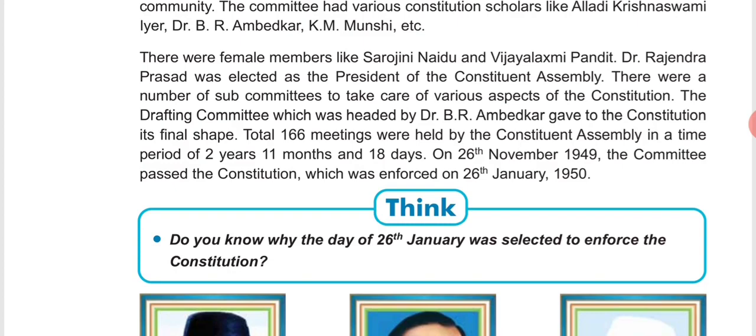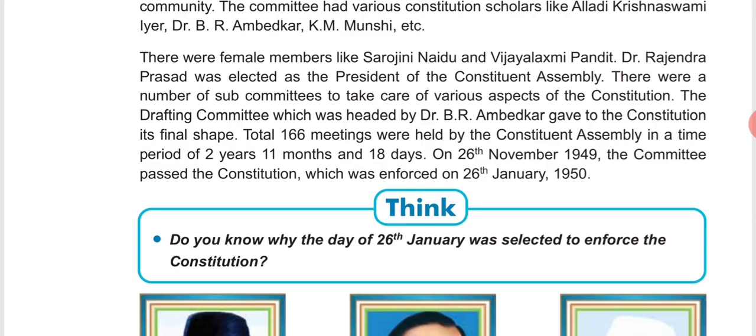The drafting committee, which was headed by Dr. B.R. Ambedkar, gave to the constitution its final shape. That means when the constitution is framed, first of all it is prepared, all the guidelines and everything, taking the expert opinion of all the people. Finally, when everything is formed, the constitution needs to be drafted, that means finalized. So for finalizing what is to be kept in the constitution and what is not to be kept, Dr. B.R. Ambedkar was made the head.